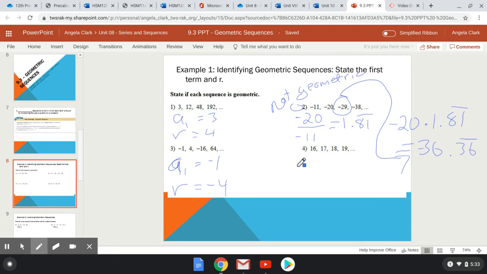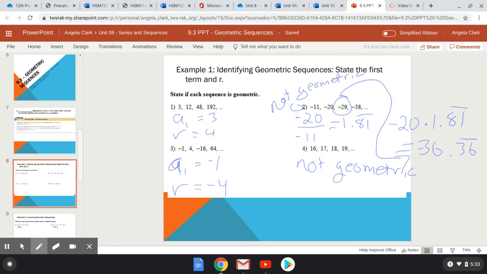All right, so let's look at number 4. Just by looking at this, I can see that I'm adding 1 each time, right? 16, 17, 18, 19, those numbers are in order. Since I'm adding the same number each time, this is clearly an arithmetic sequence, not a geometric sequence. I don't even have to go through all of the work that I did here because I'm able to see right away that this is arithmetic. If it's arithmetic, then it can't be geometric. So I'm going to say not geometric because I know for certain that it's arithmetic.